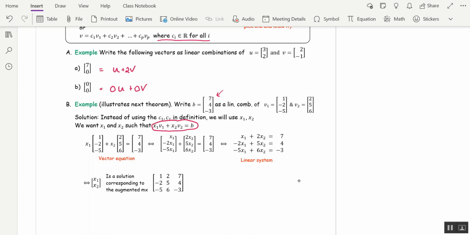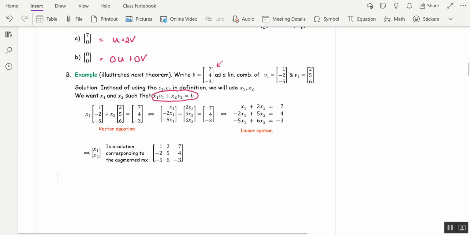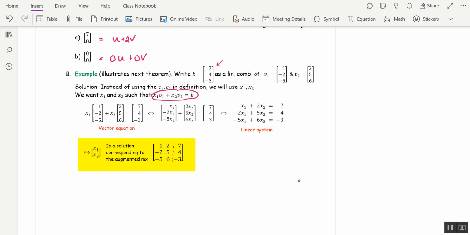That's what we want. So the first step, I wrote that out. I replaced v1 with what it is, v2 with what it is, and b with what it is. That's a vector equation. That's true if and only if, in the next step, I just distributed the x1 and the x2 into the vectors. And that's true if and only if, in this last step, I just expanded this as a linear system. But we know how to solve a linear system, right? We can reduce the augmented matrix. So what we want to do is find x1 and x2 such that we have a solution to this augmented matrix. So we've turned a hard problem into a pretty easy problem.